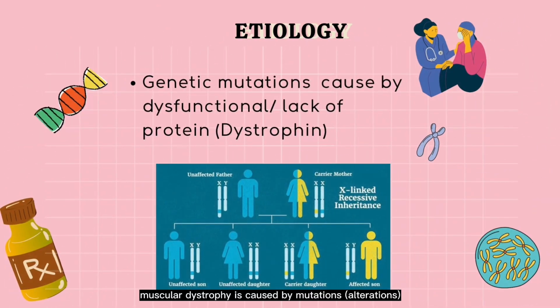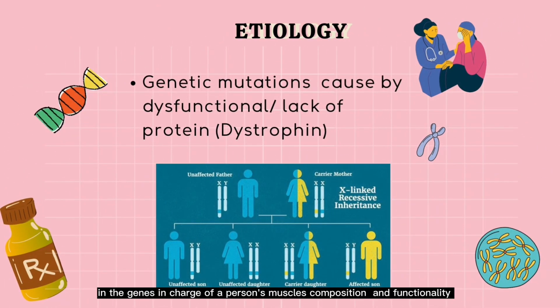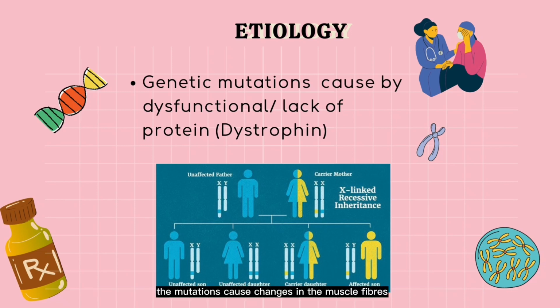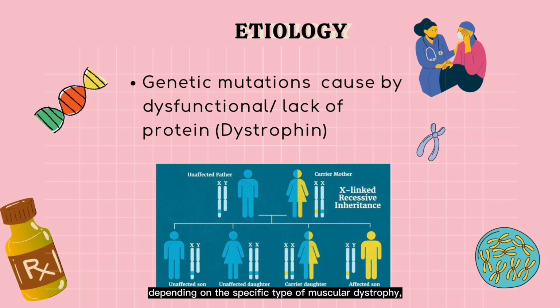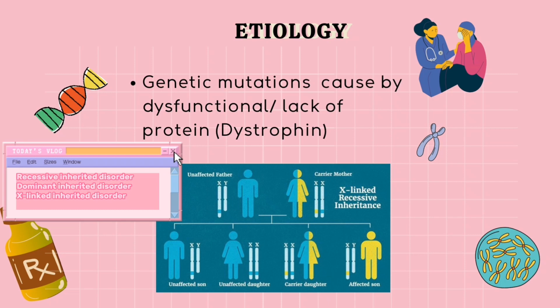Muscular dystrophy is caused by mutations, which are alterations in the genes in charge of a person's muscle composition and functionality. The mutations cause changes in the muscle fibers that interfere with the muscle's ability to function, leading to muscle weakness and progressive disability. The child will inherit a copy from one parent and the other copy from the other parent. If one or both of the parents have a mutated gene that causes muscular dystrophy, it can be passed on to the child. Depending on the specific type of muscular dystrophy, the condition can be a recessive inherited disorder, a dominant inherited disorder, or an X-linked disorder.